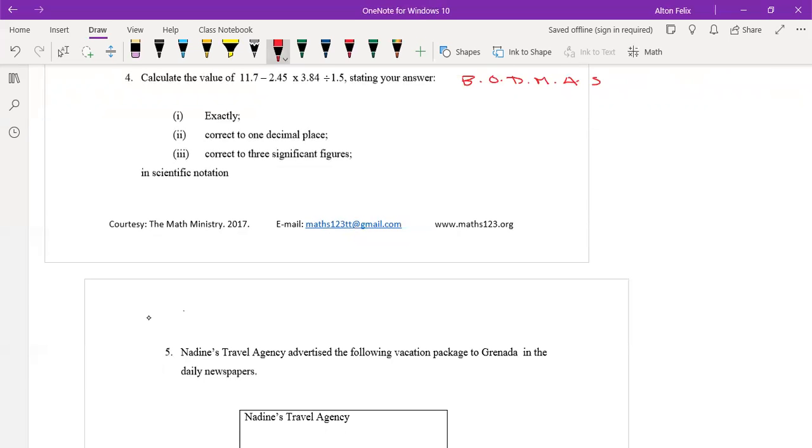So what are the operations we have? We have a subtraction. That's the last thing we're going to do. So we have 3 operations. So we're going to do this one last. We have a division. Then we have a multiplication. So let's perform the division first. Then we're going to do the multiplication second. And then the final answer we're going to do is the subtraction. We'll do that third. Okay, so let's divide 3.84 divided by 1.5. Let's get an answer for that.